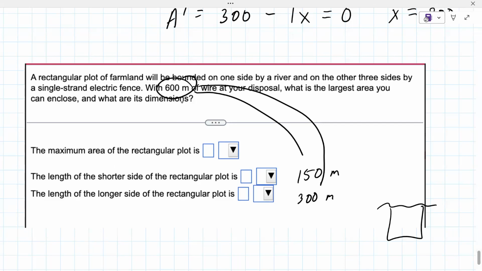The area is 300 times 150. So multiply those out, that's meters squared. Whatever, 45 with 3 zeros, I think. Probably double check that. There you go.